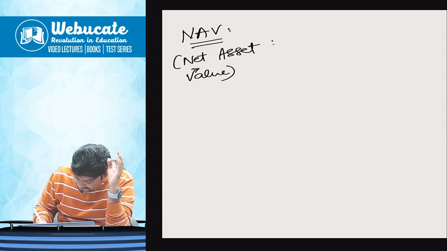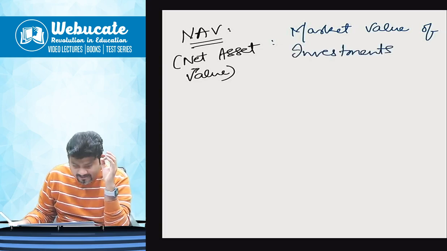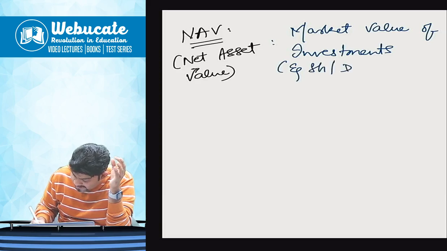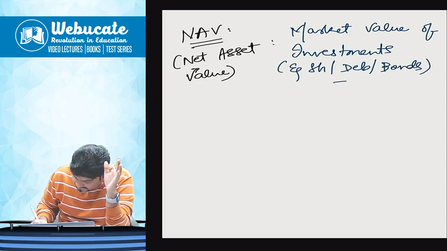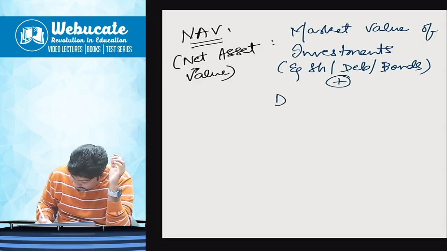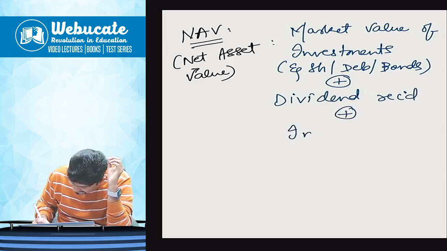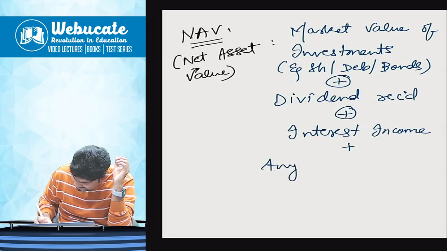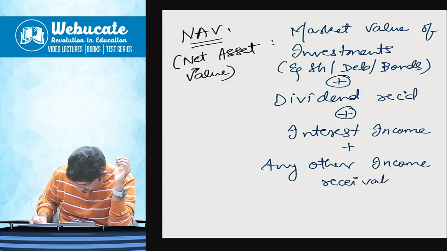You calculate it as market value of investments, right? Market value of investments, that could be equity shares, debentures, bonds, gold, real estate, any investment. Plus dividend received. Then interest income, if any. And then any other income receivable. Am I right?